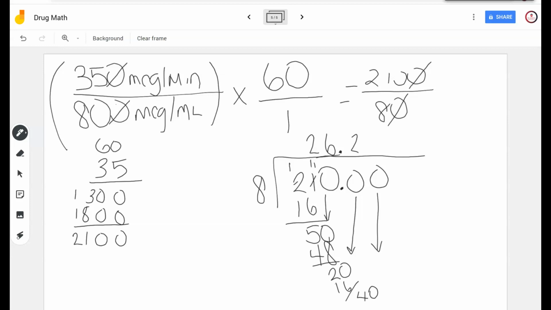Let me hear how good everybody's math skills are today. 5. Yeah. 40 minus 40 equals 0. Okay. So this is your drip rate. So you are going to give your patient 26.25, 26 and a quarter drops per minute.